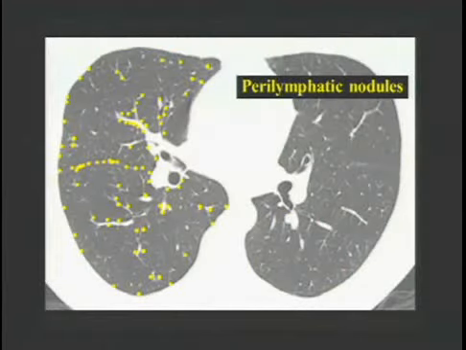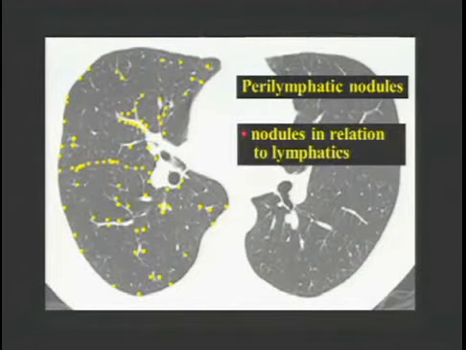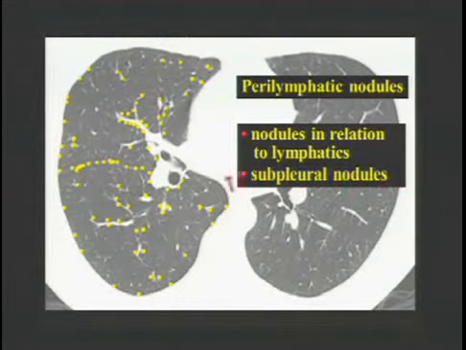Now, this is a demonstration of the distribution of perilymphatic nodules typical of sarcoid. And nodules with this distribution are called perilymphatic because the nodules are occurring in relation to lymphatics wherever there are lymphatics in the lung. And lymphatics occur in specific locations. They are subpleural.